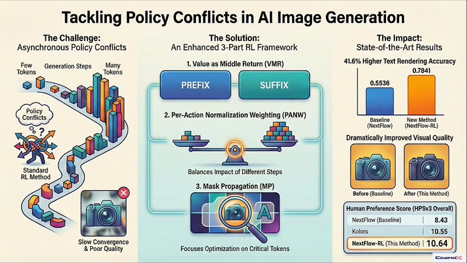And this 3-part solution, VMR, PAN-W, and MP, it actually worked. I saw the numbers on text rendering, and they were kind of staggering. Oh, absolutely. On the CVTG-2K benchmark, the word accuracy went from about 0.55 on the baseline model all the way up to 0.78. That's a 41.6% relative jump. You can see it in the images. It fixes jumbled letters, wrong characters, everything. And it wasn't just for text, right? It generalized. It did. It also achieved state-of-the-art on the Human Preference Score benchmark, HPSv3. The overall score jumped significantly, showing it works for all sorts of things, animals, architecture, you name it.